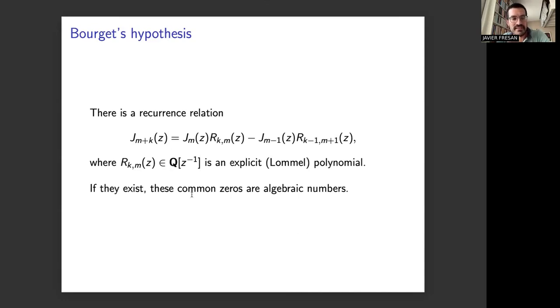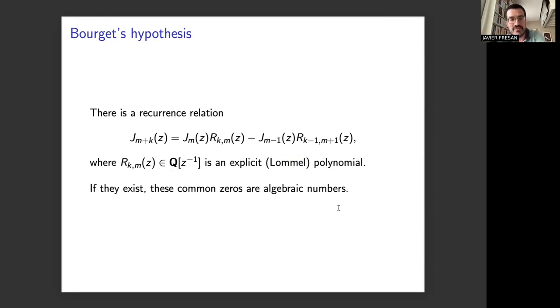And something that is not too hard to see, for example, by integration by parts, or there will be a cohomological interpretation later on, is that there's a recurrence relation between Bessel functions of different orders. So you look at J_{m+k}, then you can write it in terms of J_m and J_{m-1}. And what appears is a polynomial with rational coefficients in 1 over z, which is an explicit polynomial. It's called Lommel polynomial in the literature.